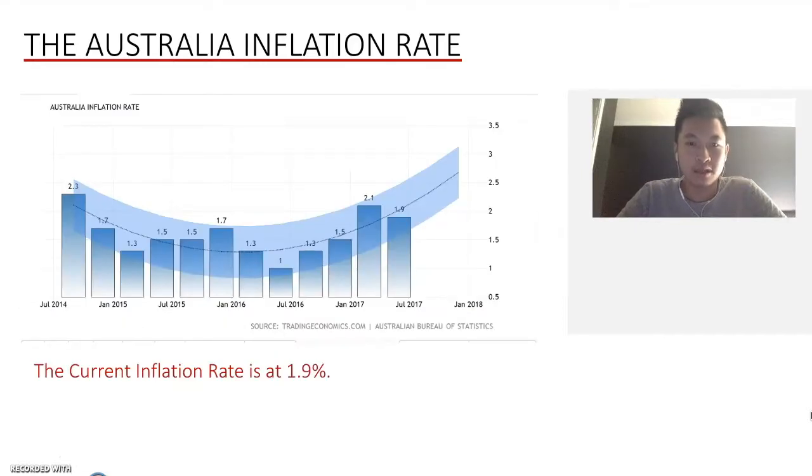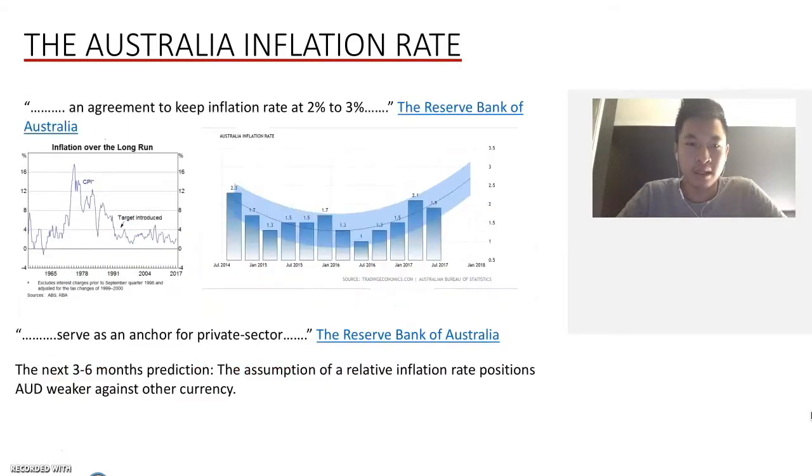And the Australian inflation rate is currently at 1.9%, which the Reserve Bank agreed to keep around 2 to 3% for the long run to serve as an anchor to the private sector. So in 3 to 6 months, we look at the weak position of AUD against other currencies.